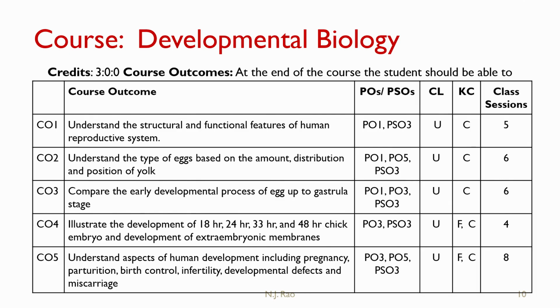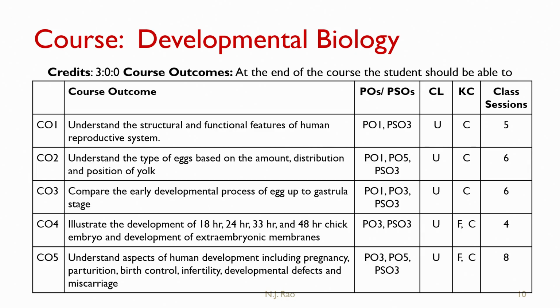Functional features of the human reproductive system. If you want, you can also add the earlier category, namely factual knowledge. So, one can say this knowledge category can involve factual and conceptual. Then come POs and PSOs. So, the designer of this course considers this addresses PO1. PO1 is related dominantly to critical thinking. That means the critical thinking dimension is addressed through the CO. And PSO3 is one PSO where developmental biology is part of that PSO.